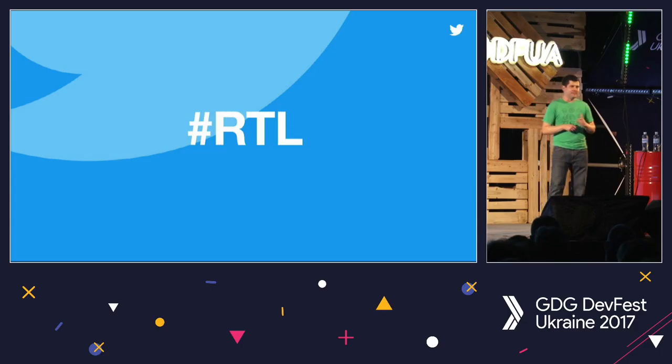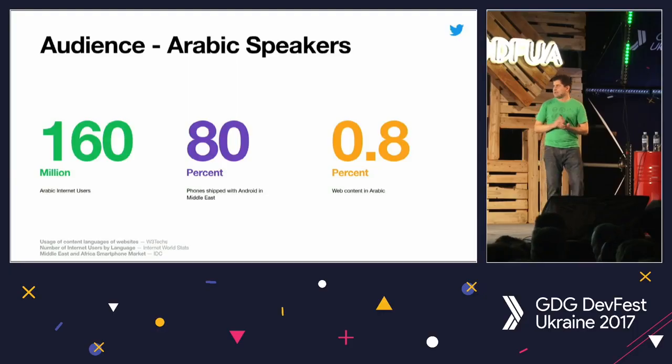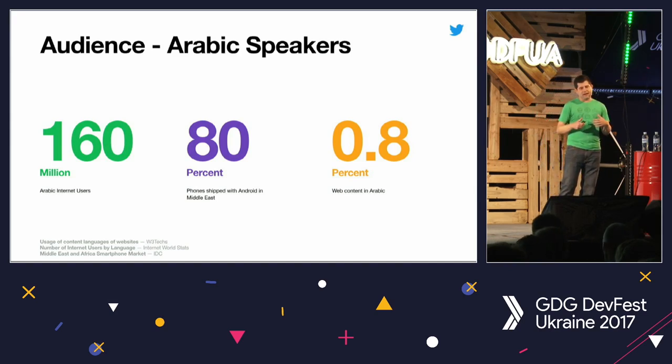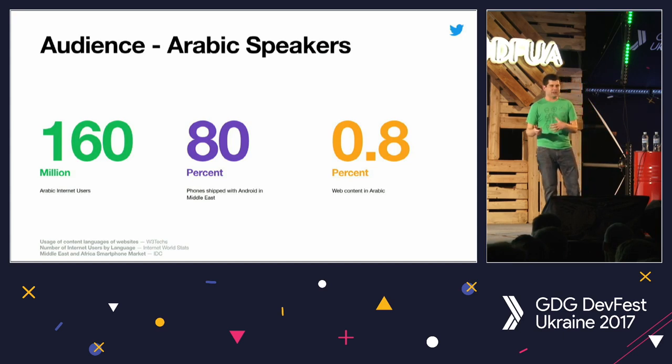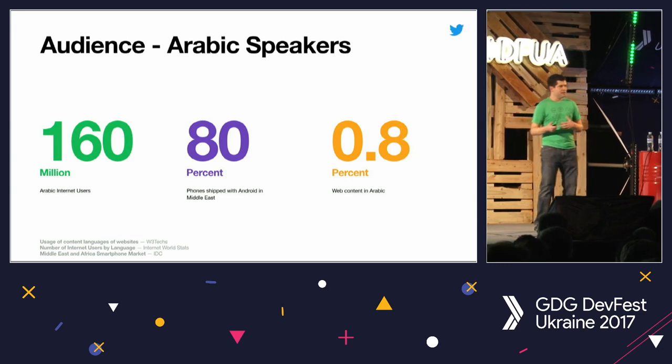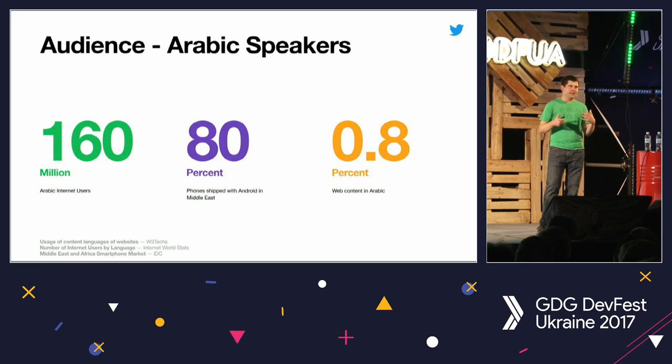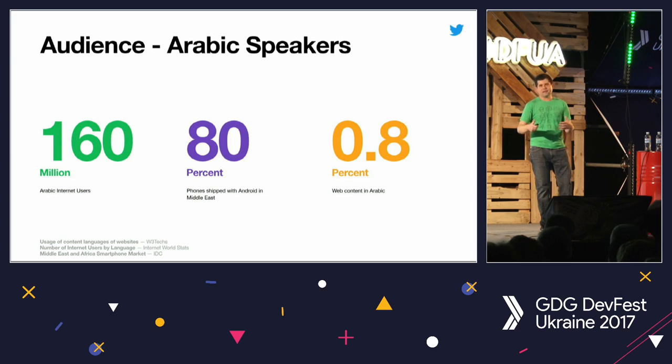So RTL. Not all users read from left to right. Some users also go right to left. These common languages, Arabic, Hebrew, Persian, and Urdu, are the biggest ones. Here's an example. There are 160 million Arabic-speaking users on the internet, and 80% of phones shipped in the Middle East support Android. But only 0.8% of web content is in Arabic. So if you're, let's say, the Arabic Spotify, you have this huge audience you can reach if you have this content in the Arabic language.